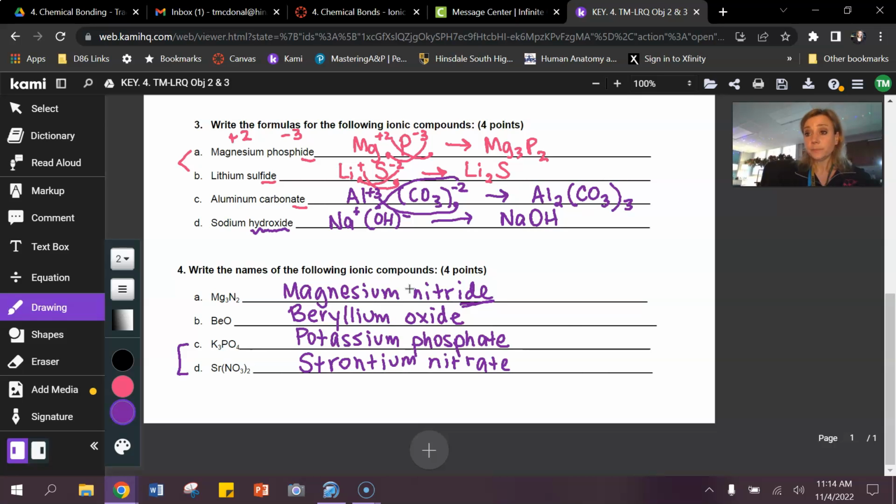And again, you just have to start becoming familiar with those polyatomic ions. You don't have to memorize them, but you need to know when you need to flip over the chem helper so that you can find the name of it.